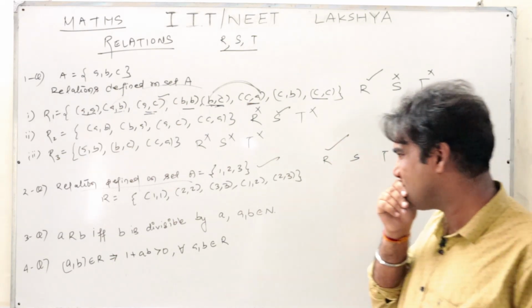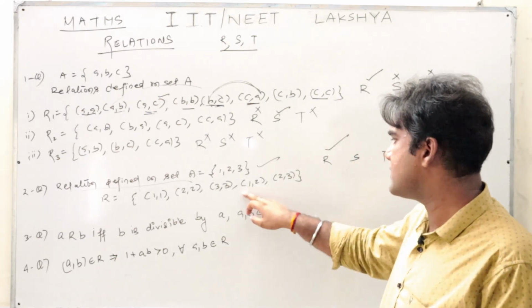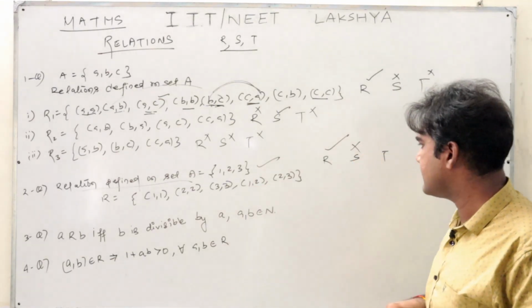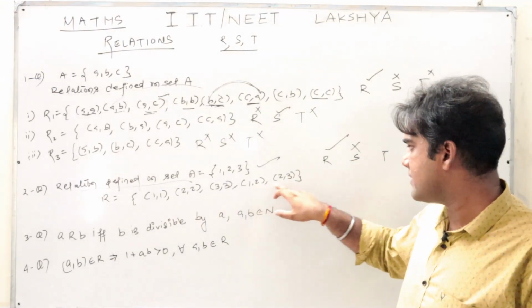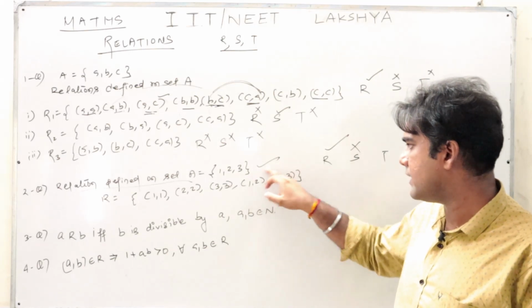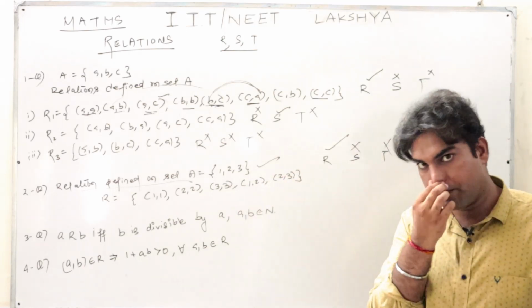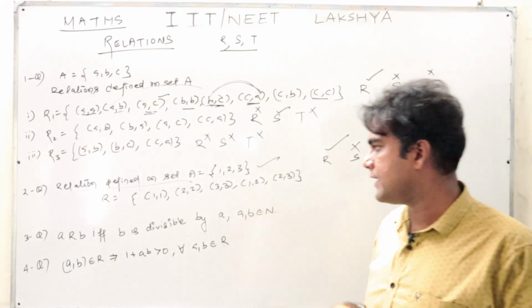Symmetric: 1 2 is there, but where is 2 1? So it is not symmetric. Transitive: 1 2 is there, 2 3 is there, so where is 1 3? 1 3 is not there, so it is not transitive also. I hope the question is clear. Let us see question number 3.